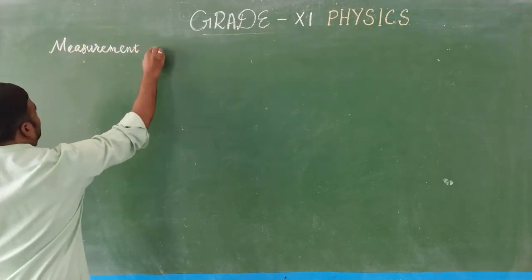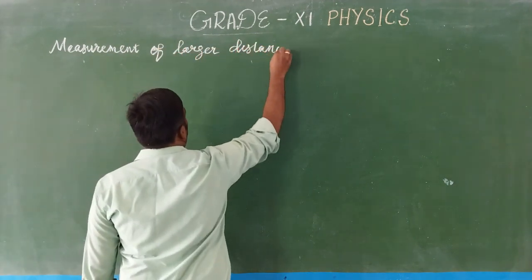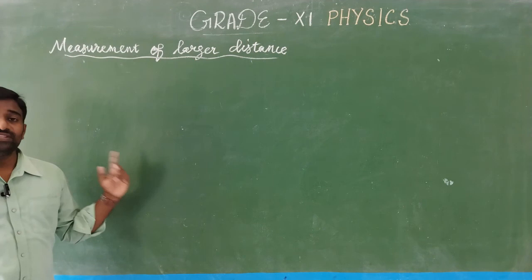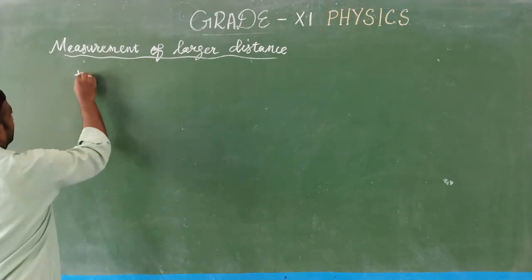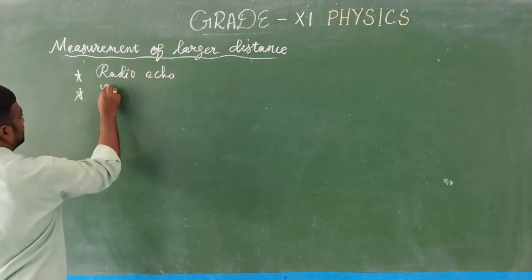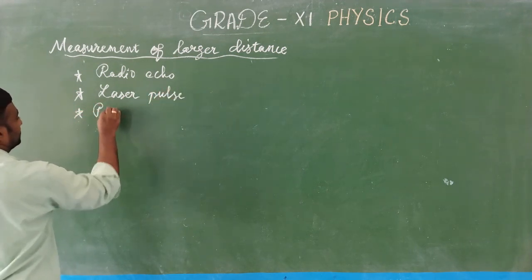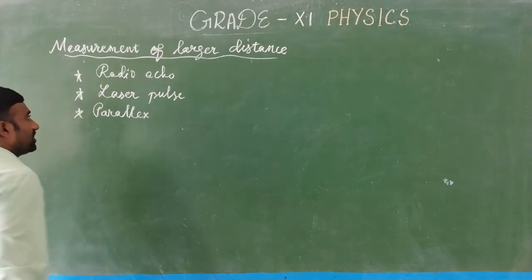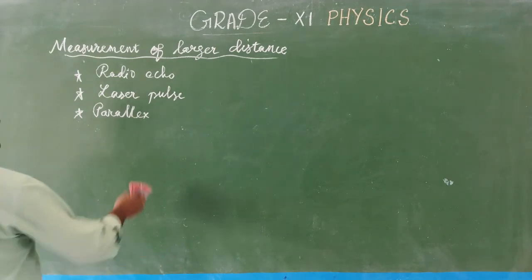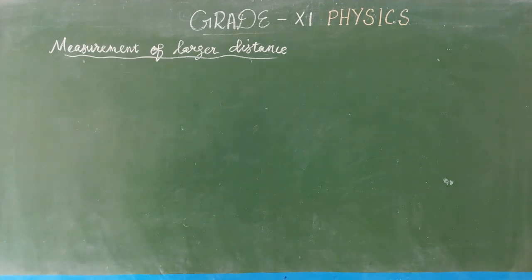Measurement of larger distance. There are three methods. What are the three methods? One is radio echo. The second method is laser pulse. The third one is the parallax method. Okay, the radio echo and laser pulse you will be studying in your higher studies, but here they have given the parallax method. So how to estimate the larger distance using the parallax method, only we are going to check.